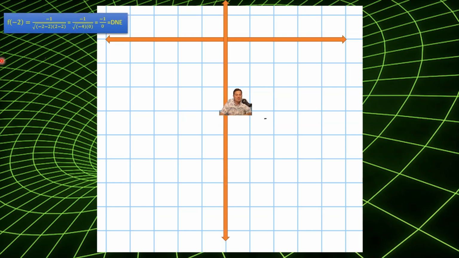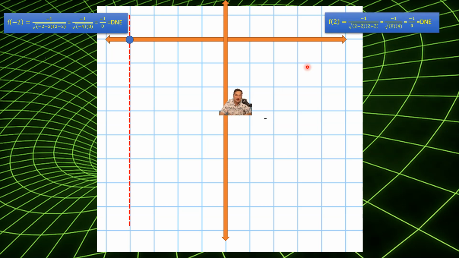Now let's take a look at what happens at -2 itself. So at -2, when you plug that into the function, that's going to look like this. You're going to have the root of (-2 minus 2) multiplying (2 minus 2). That's going to give you -1 over -4 times 0, but -4 times 0 is 0, so you end up with -1 over 0, which is undefined. So that's telling us that at x equals -2, there's a vertical asymptote essentially. Often asymptotes are indicated by dashed lines, just the way this one is here. So that's one thing that can happen. That is the -2 case.